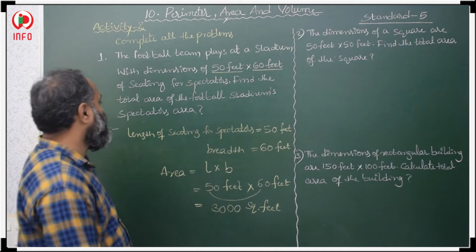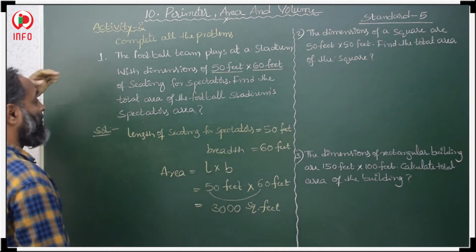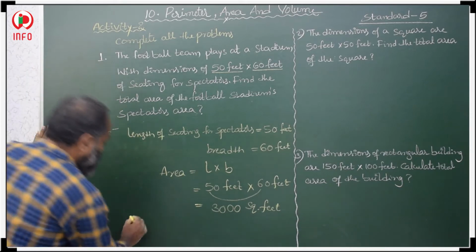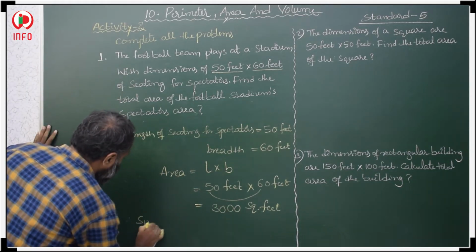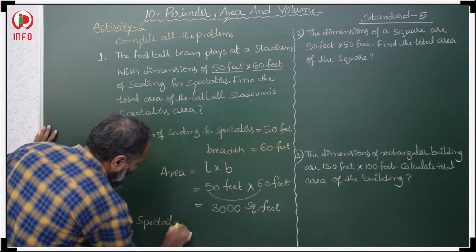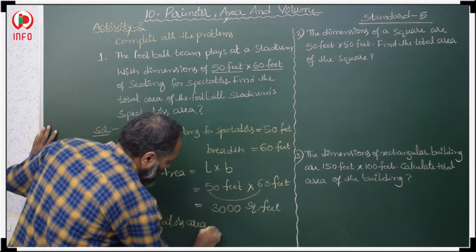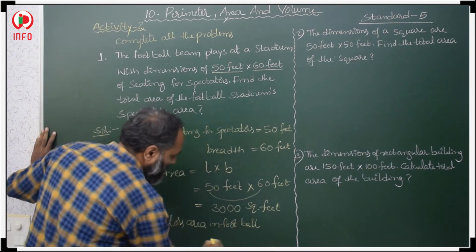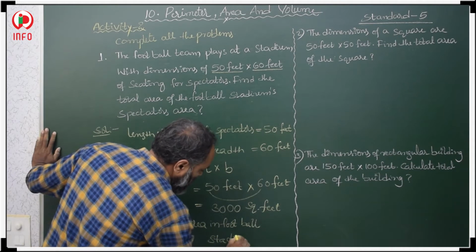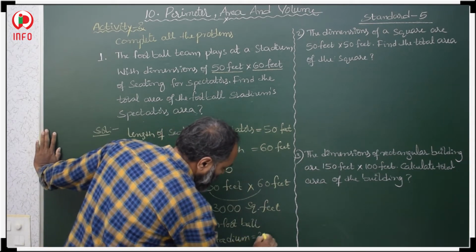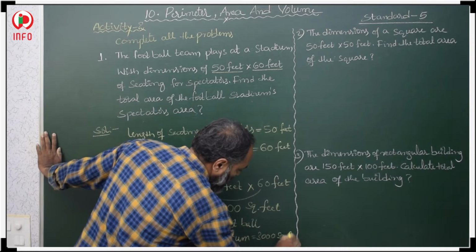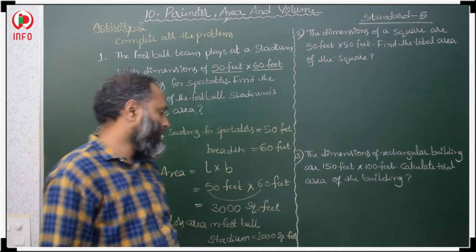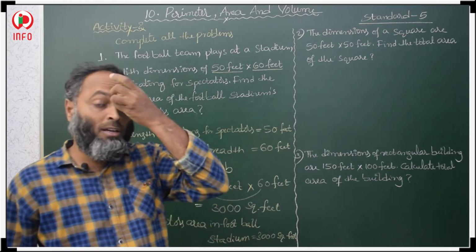This is the total area of the football stadium spectators area. This is spectators area. Therefore, spectators area in football stadium is equal to 3000 square feet. This is the spectators area in football stadium, that is 3000 square feet.